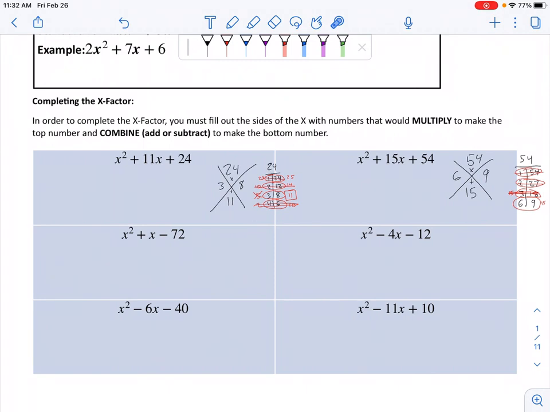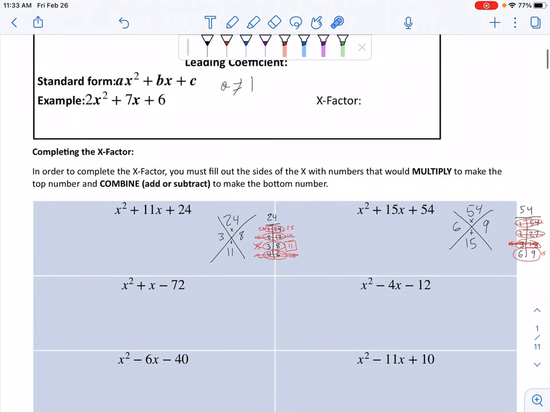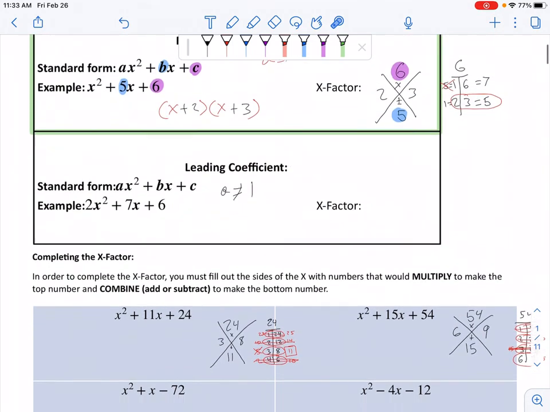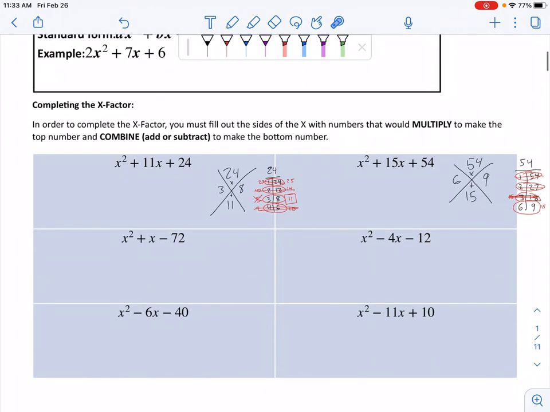So 6 and 9 are the magic numbers that we need. So for today's lesson, that's what we're going to be working on. I'm not even going to go any further. We'll come back to these notes pages in future lessons, like 8.2.2 and so on and so forth, and we'll start practicing. But today we're just going to be filling out that X factor.